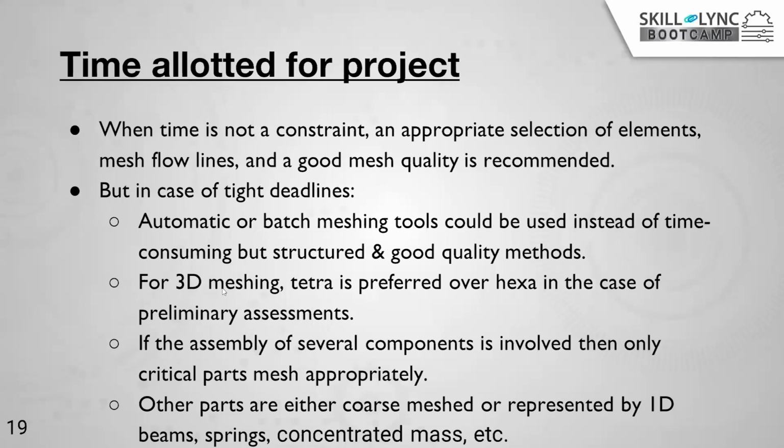If an assembly of several components is involved and only some components are critical, you can mesh those components more properly and mesh the other components a bit coarser. Or you can simplify the model using 1D, 2D elements, or the other types of elements which I told you about, that is spring elements, beam elements, mass elements. With all these things, you can simplify the model as much as possible and try to complete the analysis within the given timeline.